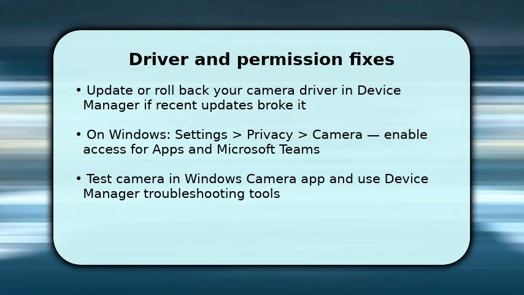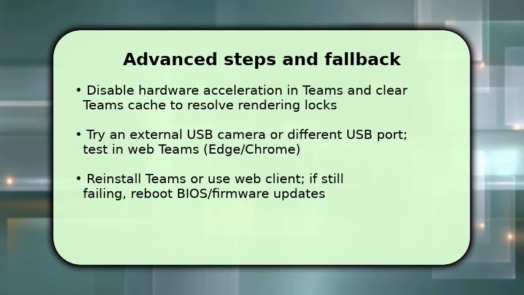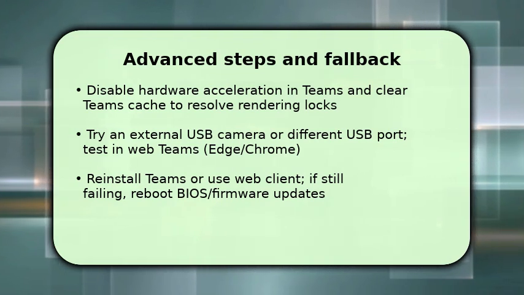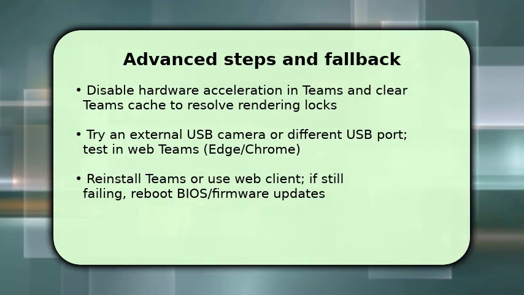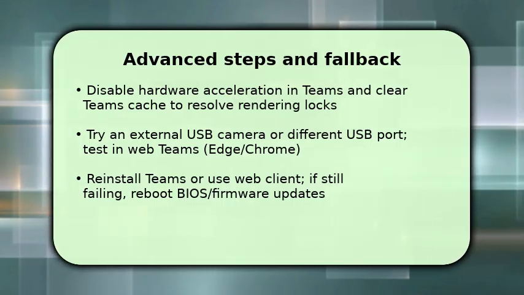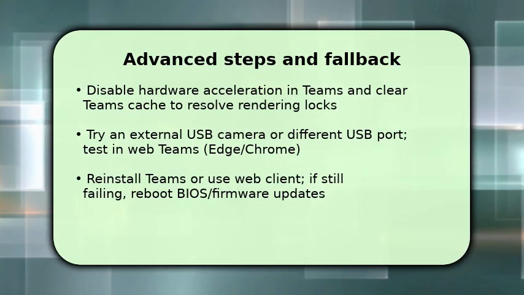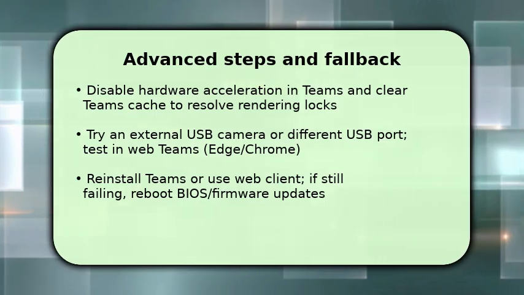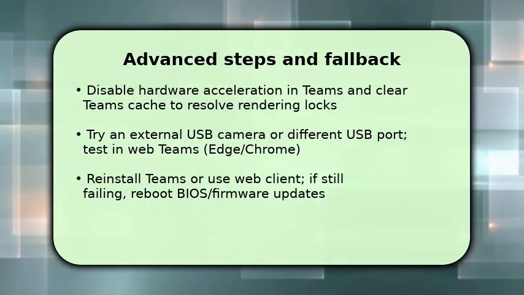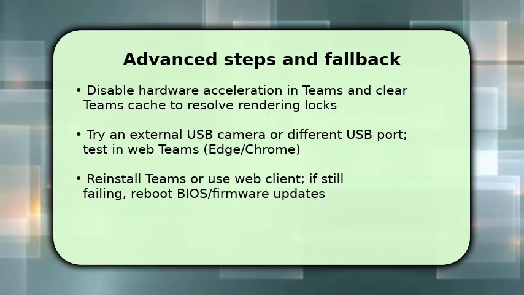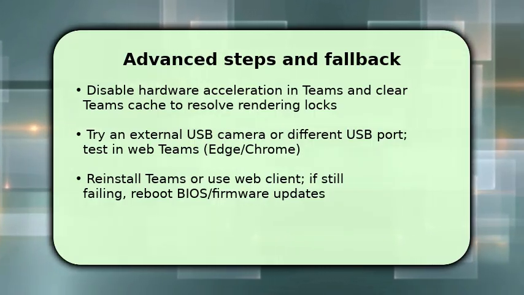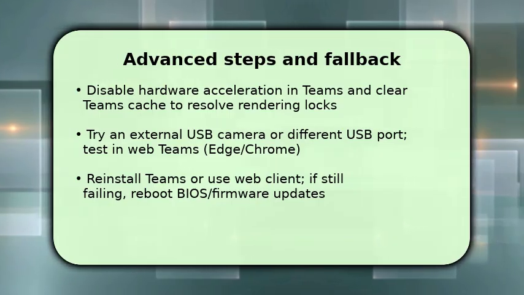Finish with advanced execution and a final troubleshooting tip. Disable hardware acceleration in Teams and clear the Teams cache. These resolve rendering and resource conflicts. If that fails, plug the camera into a different USB port or try an external webcam and test Teams in the browser, Edge, or Chrome to isolate the desktop app. Reinstall Teams if necessary, and as a last system-level step, consider updating BIOS or camera firmware. If none of this works, the key tip: swap to a known good camera to confirm hardware versus software failure.